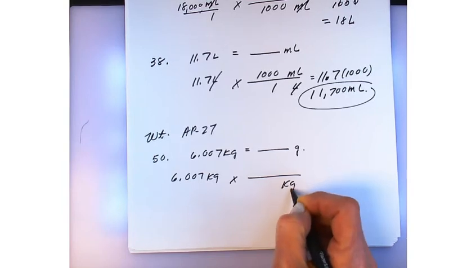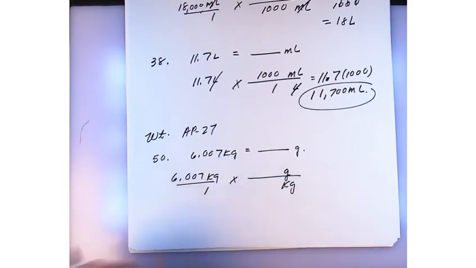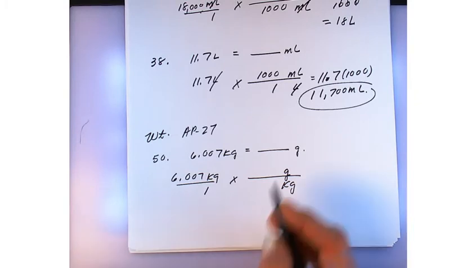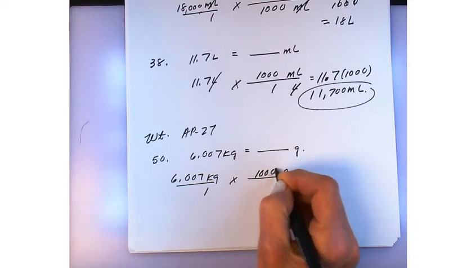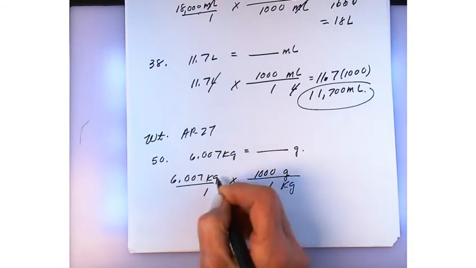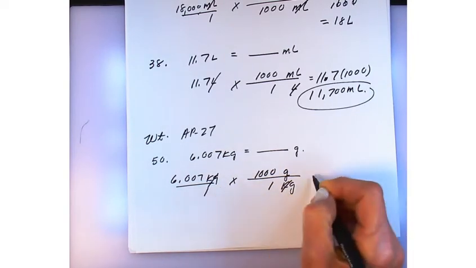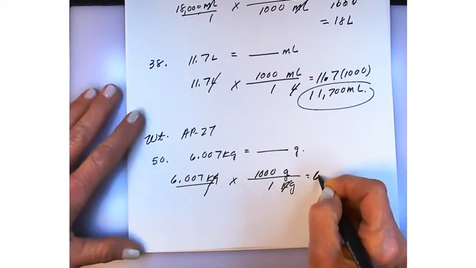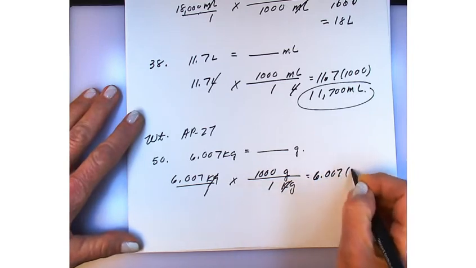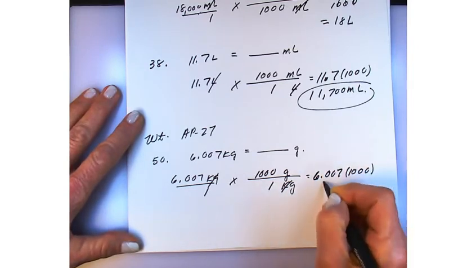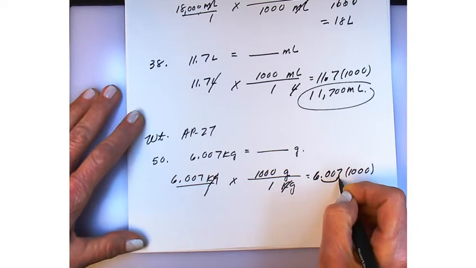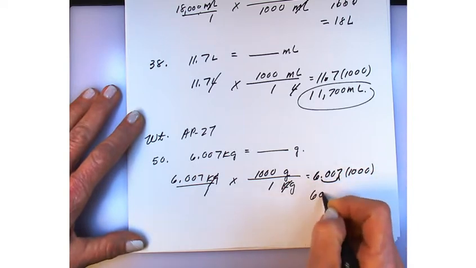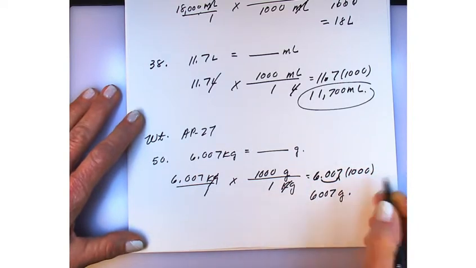Out go the kilograms, in come the grams. Remember, it takes 1,000 grams to equal 1 kilogram. I now have 6.007 times 1,000. Move my decimal point 3 places, and I have 6,007 grams.